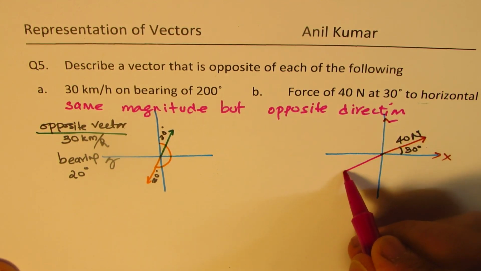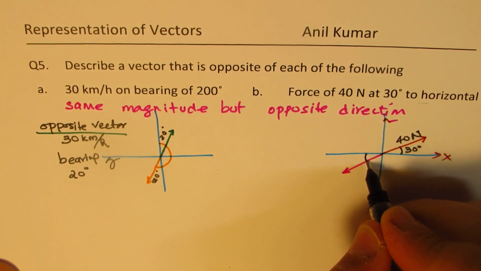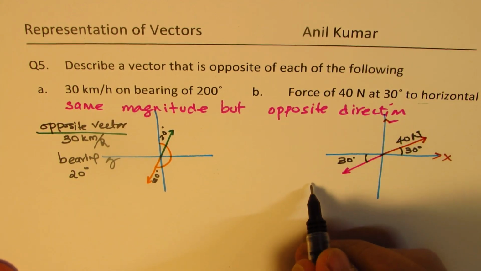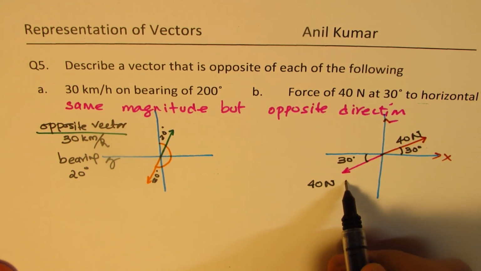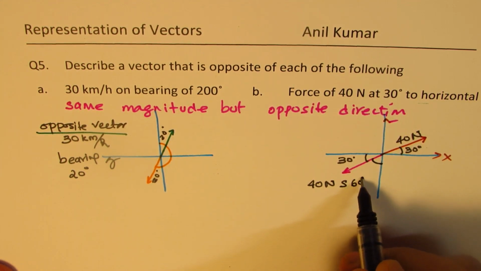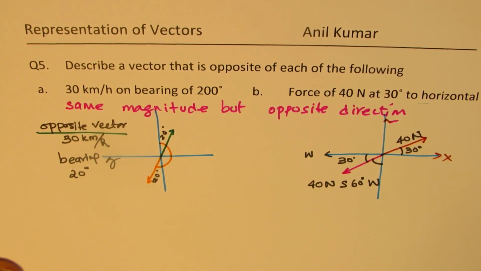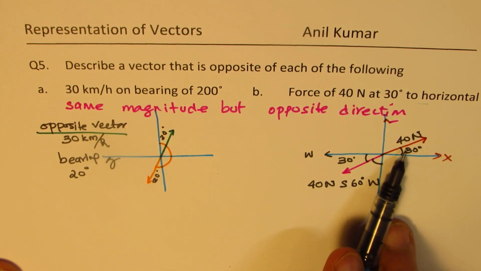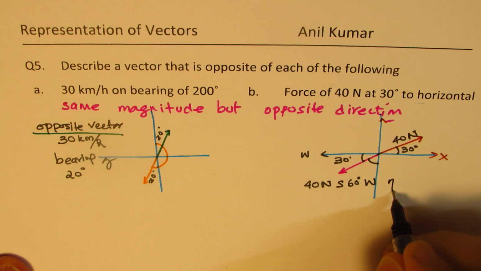Coming in this direction, so it is going to be this much. Where again, the angle here will be vertically opposite, 30 degrees. So that becomes your angle. So we could say the force is 40 newtons, and that could be described from south, it is 60 degrees west. You could do it like this. Is that clear to you, right? So from south, 60 degrees west. That is how we could describe this particular opposite vector.